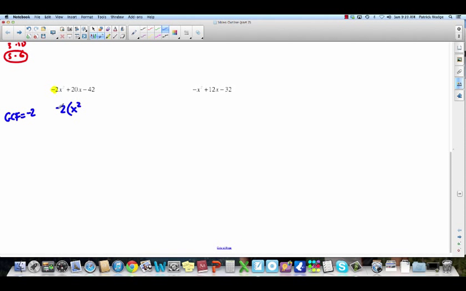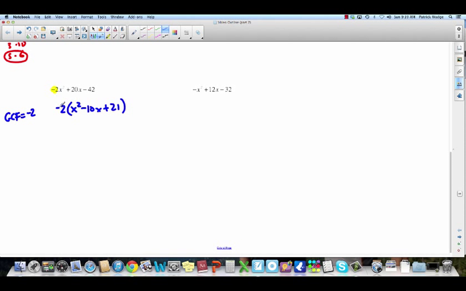Now be careful. Negative 2 times what equals positive 28? Negative 2 times negative 10x equals positive 20x. And negative 2 times what equals negative 42? Negative 2 times positive 21 equals negative 42. So be careful with your signs.